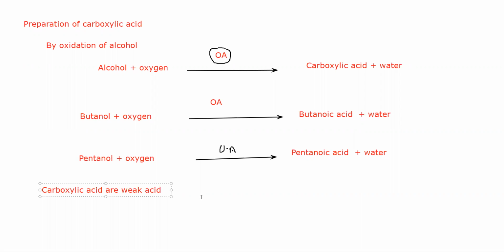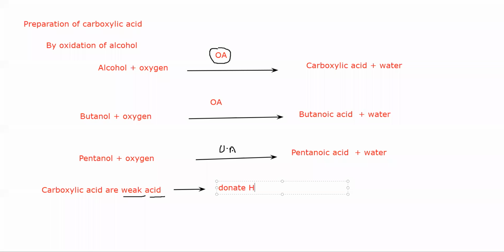So carboxylic acids are weak acids. The term acid means they tend to donate protons. But what does the term weak acid mean? Donating less hydrogen ions. Yeah, that's right. Donating few hydrogen ions in the solution.